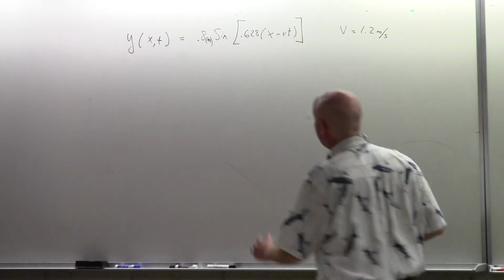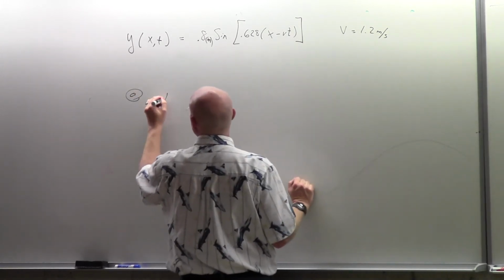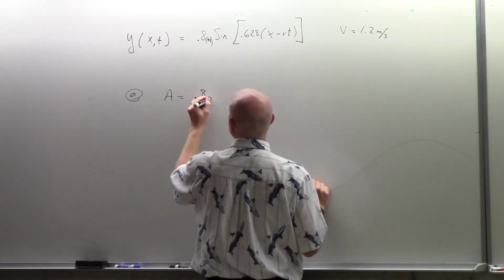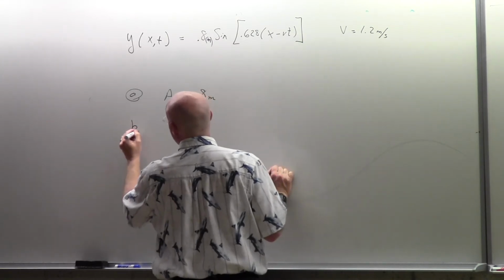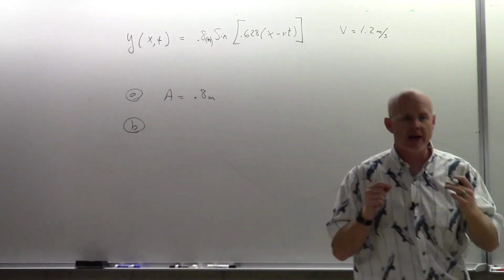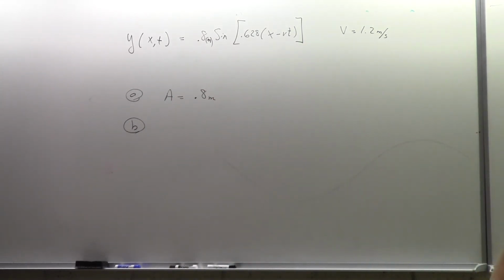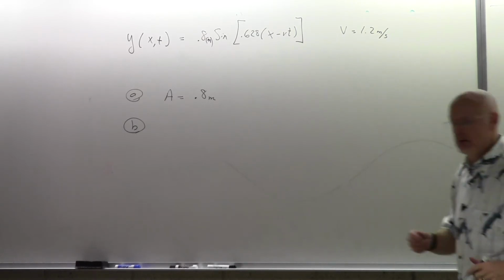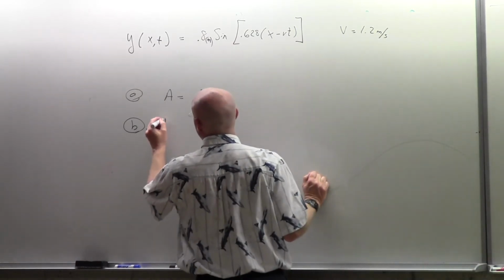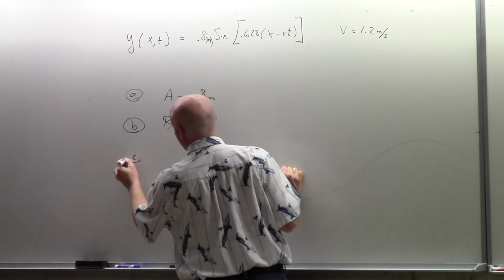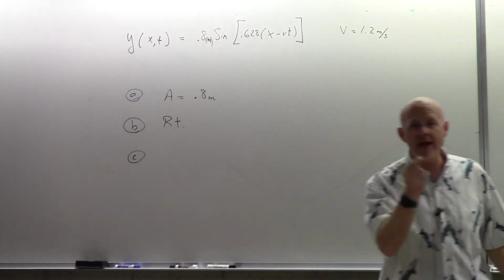All right. So A here is, what is the amplitude? The amplitude is 0.8 meters. B, what direction is this wave traveling? Okay, to the right. So it is traveling to the right. What is the wavelength?